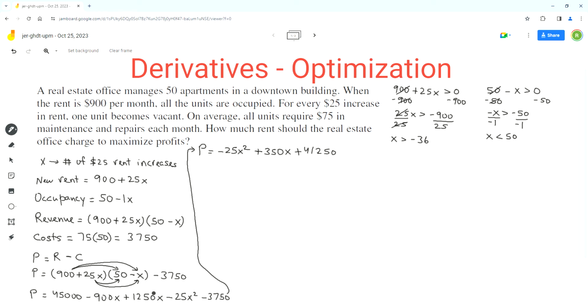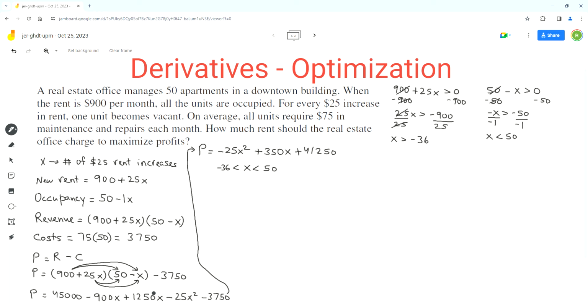So whenever we multiply or divide both sides of an inequality by a negative number, the inequality sign flips. So the domain for x is greater than negative 36 and less than 50.